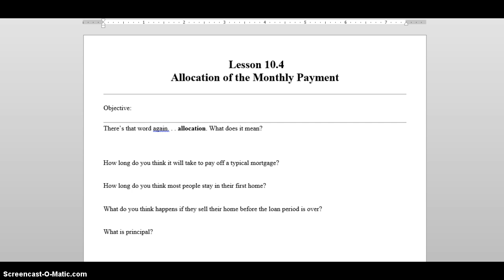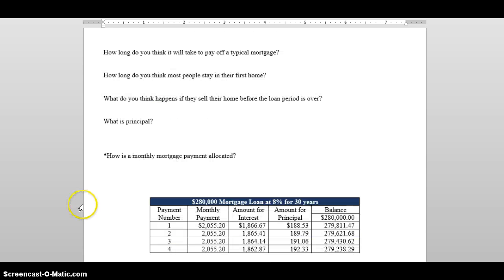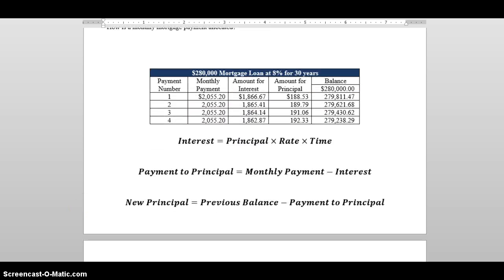In Chapter 10, Lesson 4, we're going to be allocating the monthly payment. We're going to need to use a chart, and then our formulas are interest equals principal times rate times time. Payment to principal equals your monthly payment minus your interest. And the new principal equals your previous balance minus your payment to principal.